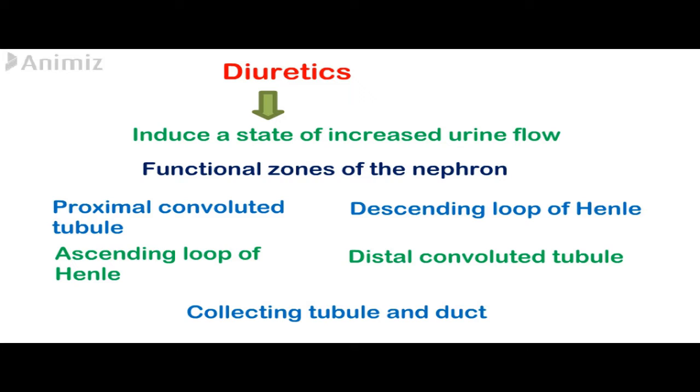The kidney regulates the ionic composition and volume of urine by the active reabsorption and/or secretion of ions and/or the passive reabsorption of water at 5 functional zones along the nephron, which are the proximal convoluted tubule, the descending loop of Henle, the ascending loop of Henle, the distal convoluted tubule, and the collecting duct.